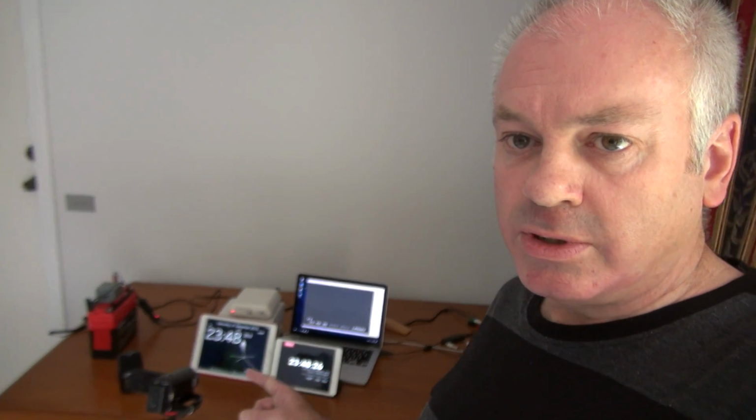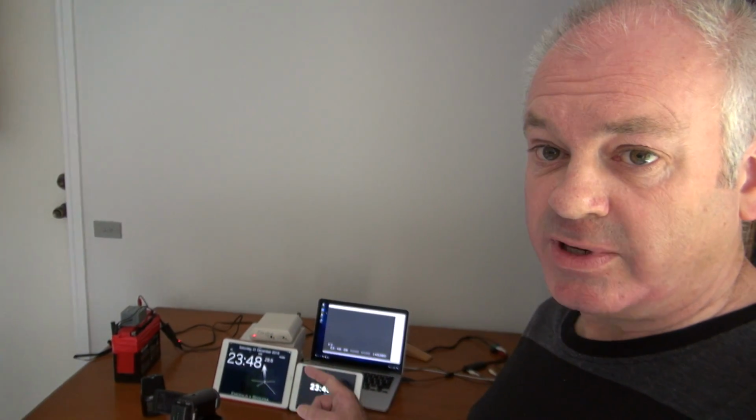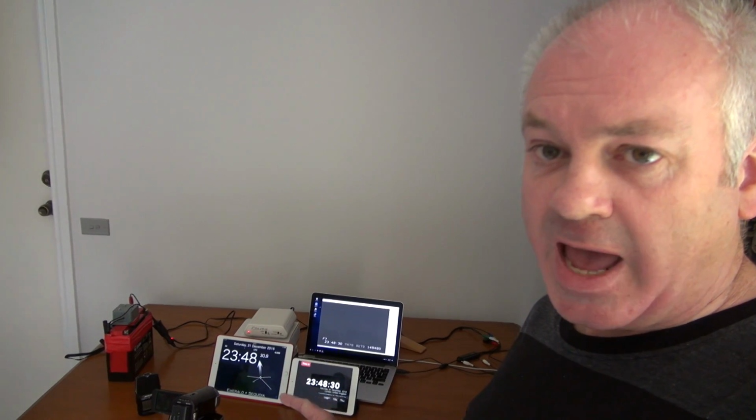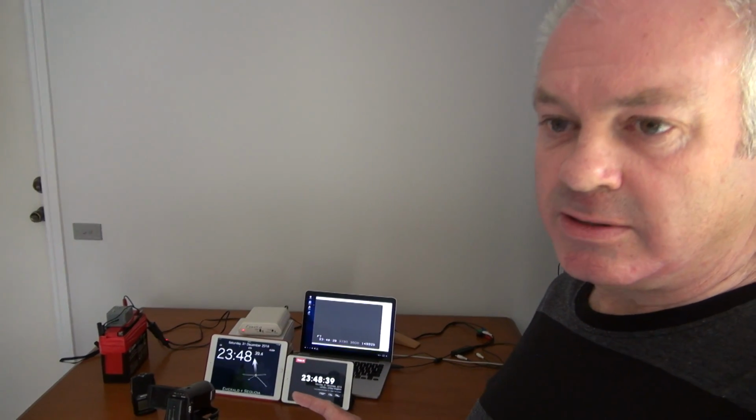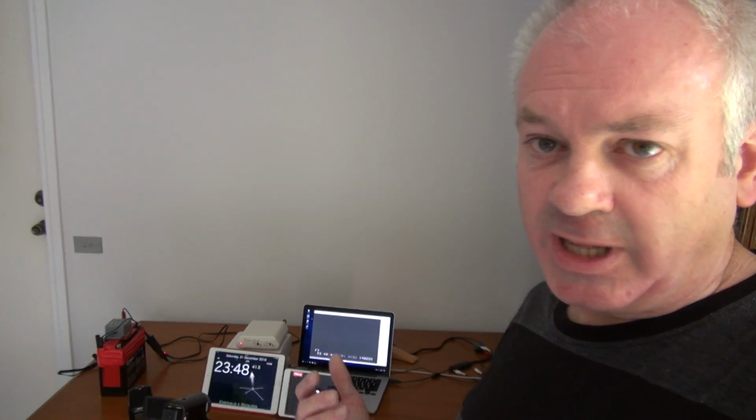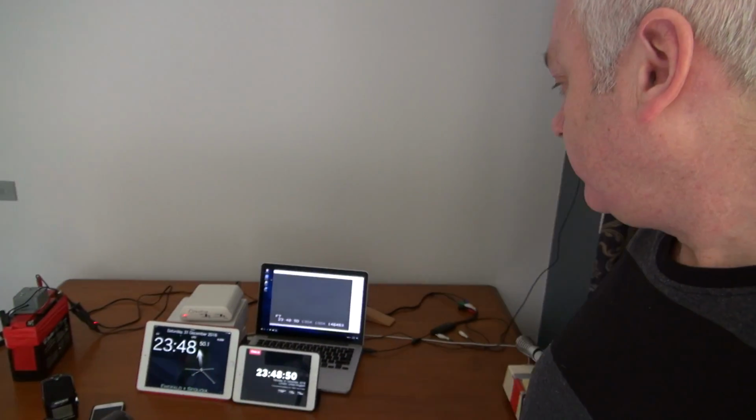We'll see. So what I've got here is two iPads running two different NTP apps. NTP is Network Time Protocol. So they get their time from atomic clocks via the internet. They're fairly accurate, but of course there are delays in the network, so they can be a little bit off, although they do take that into account, but nevertheless they're not perfect.